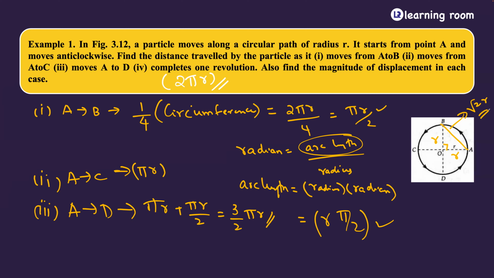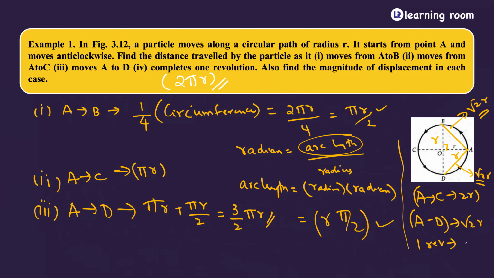R plus r. So when the particle moves from A to C, the displacement is going to be 2r. Similarly, when the particle moves from A to D, when you join this, the displacement is still going to be root 2r. Right? When it completes one revolution, the answer is going to be 0. Am I clear with this?